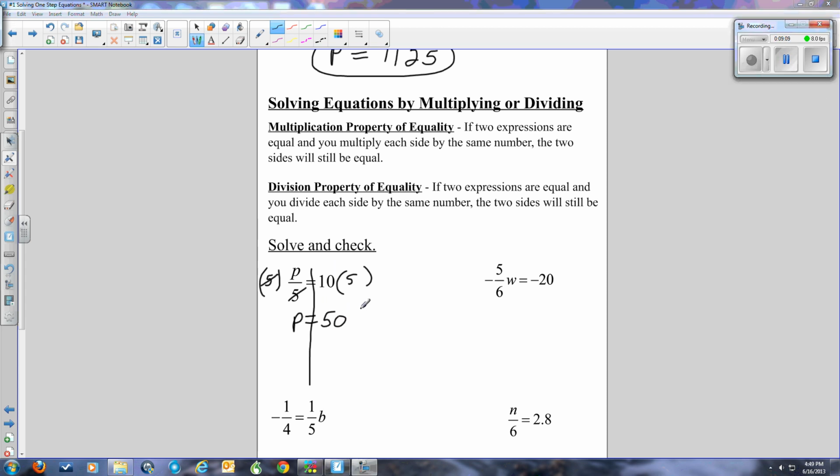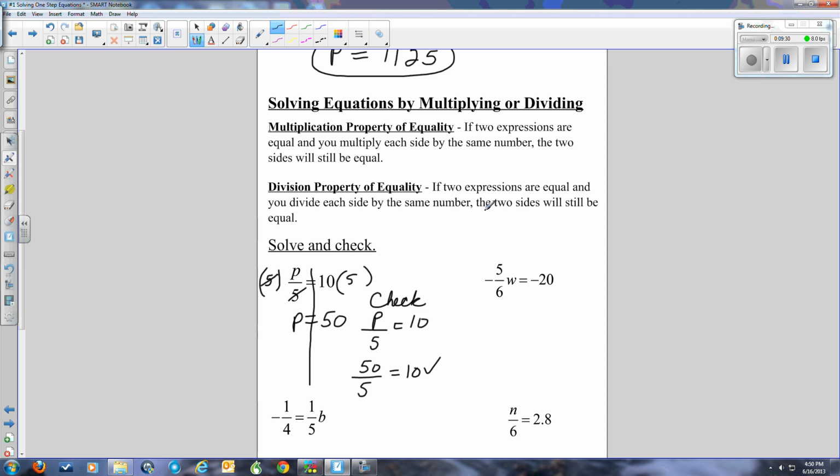If we check this equation, that means we're just going to take the original equation, p over 5 equals 10, and put the 50 in place of the p. And 50 over 5 does indeed equal 10. So that checks out.